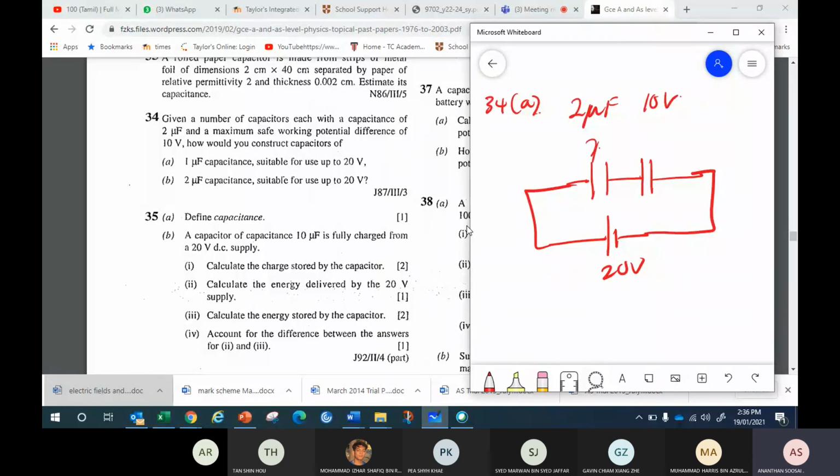So 2 microfarad, 2 microfarad, so the effective is 1 microfarad. Both are going to take 10 volt, 10 volt. Good. So they are safe. So this is the answer for A. Okay, two in series. Okay, B.